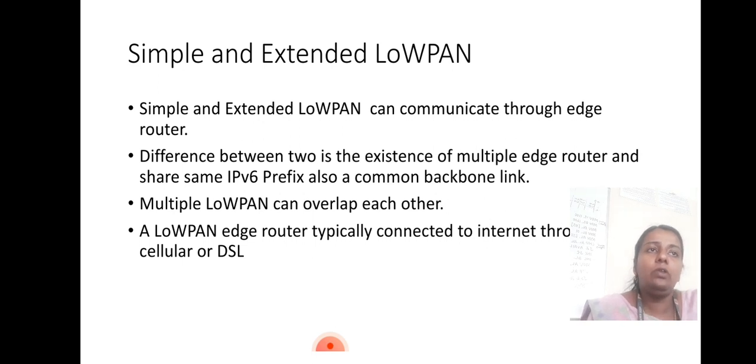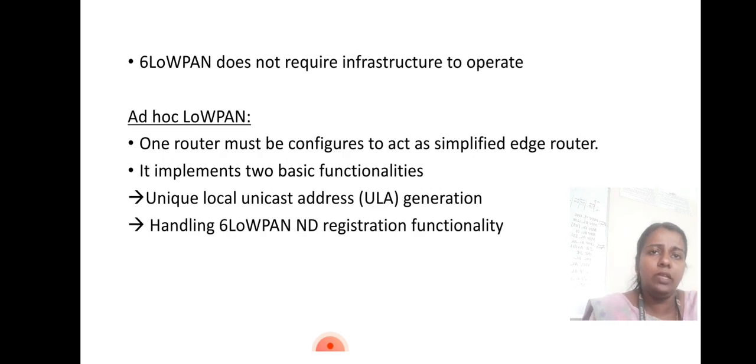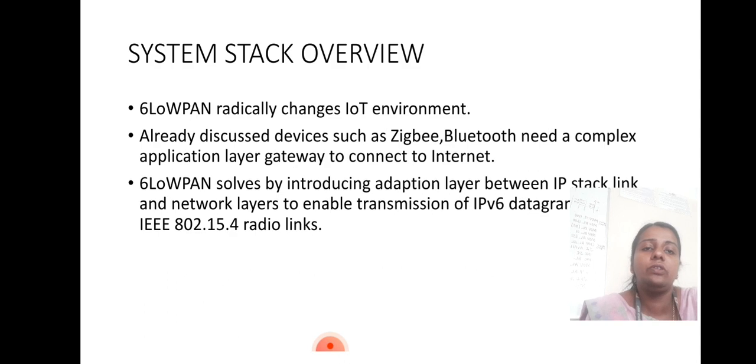Multiple LoWPANs can overlap with each other. A LoWPAN edge router is typically connected to the internet through either a cellular or DSL connection, and it does not require any infrastructure to operate. So in an ad hoc LoWPAN, one router must be configured to act as a simplified edge router, and it implements two basic functionalities. One is unique local unicast address generation, and the other is handling 6LoWPAN ND, that is, enabling discovery and registration functionality.